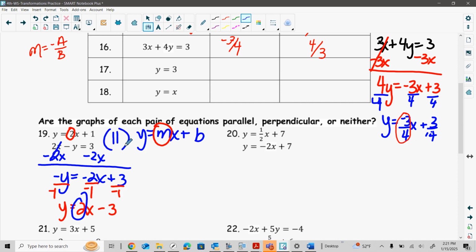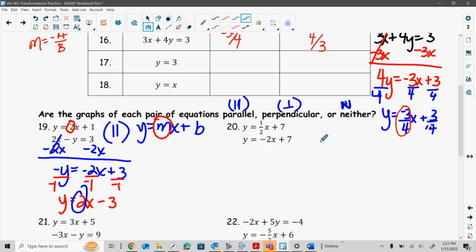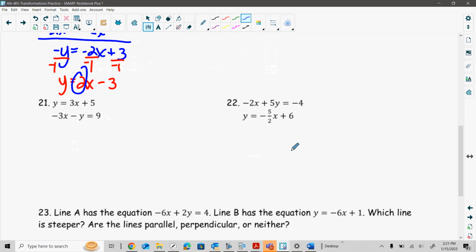So you can put the symbol for parallel, that's two vertical lines. The symbol for perpendicular is an upside down T. And then you can just put N for neither, okay? So that's what you're going to have to do in this section.